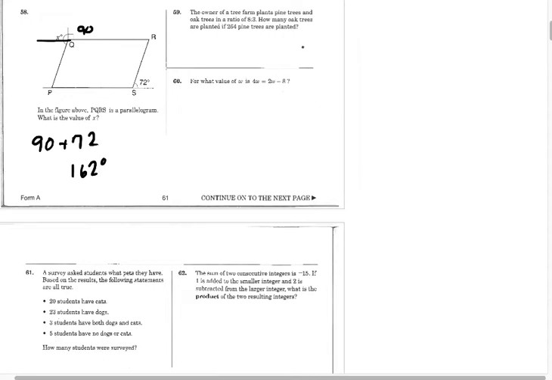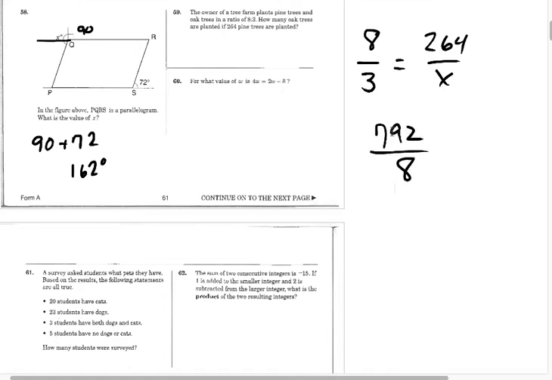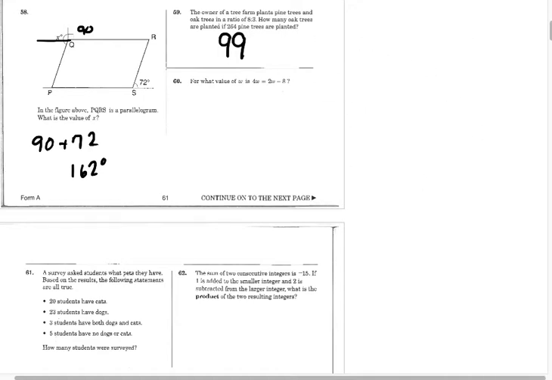All right, number 59, we've got to do a proportion. So we have 8 to 3, and that's going to equal 264 over x. 264 times 3 is going to equal 792. Then you divide that by 8 and you get 99. Let me just double check that. 792 divided by 8 equals 99. Yes.